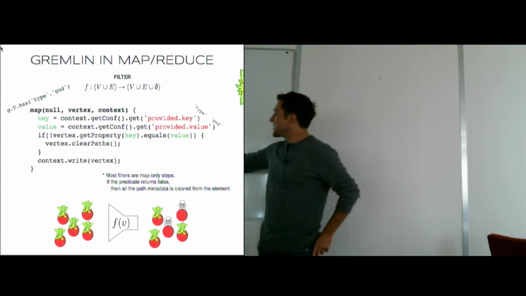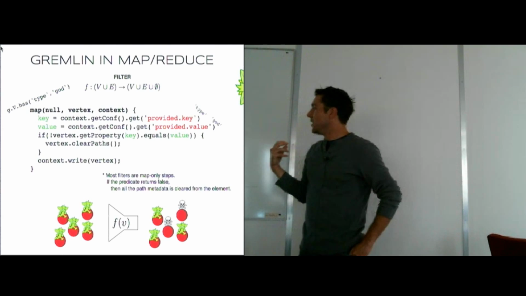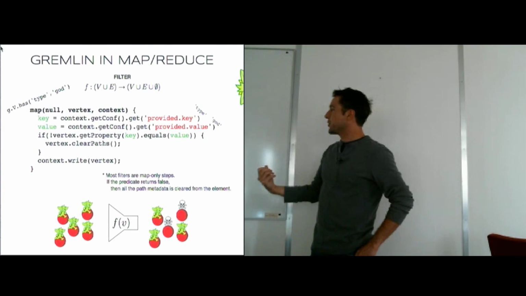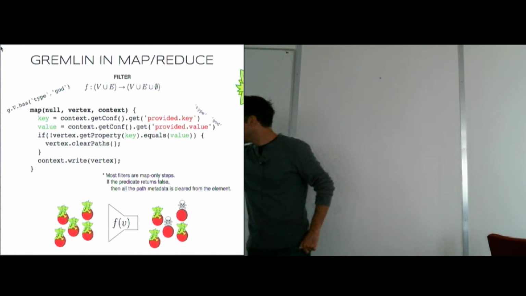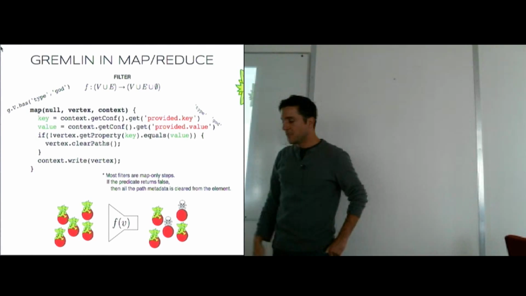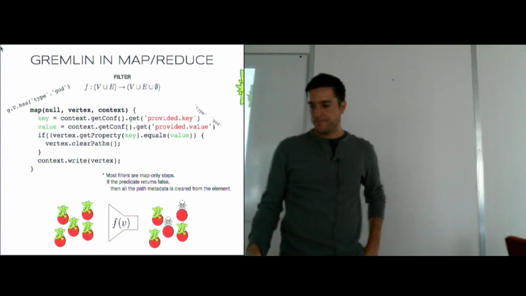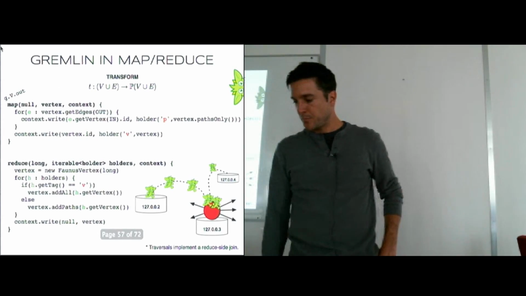Most map-only steps are these kind of predicate-based operations. Given some filter clause, either kill the gremlin or not kill the gremlin. So I take a whole bunch of vertices with the gremlins on them, pass them through a filter, and some of them die, some of them survive.